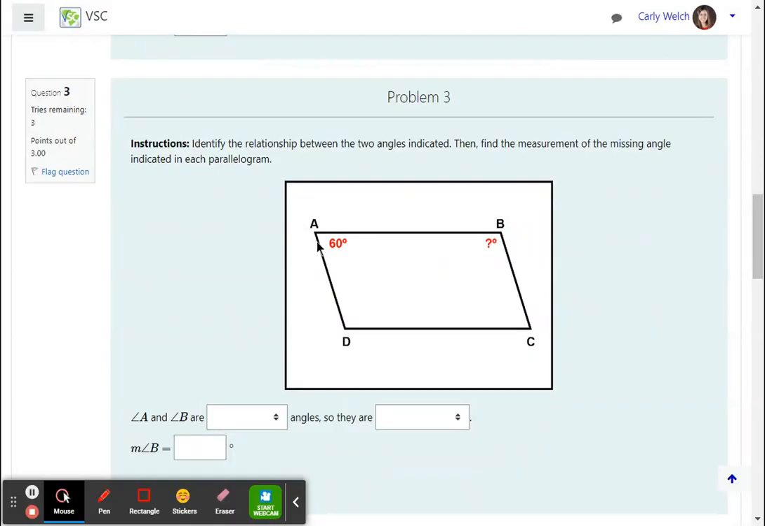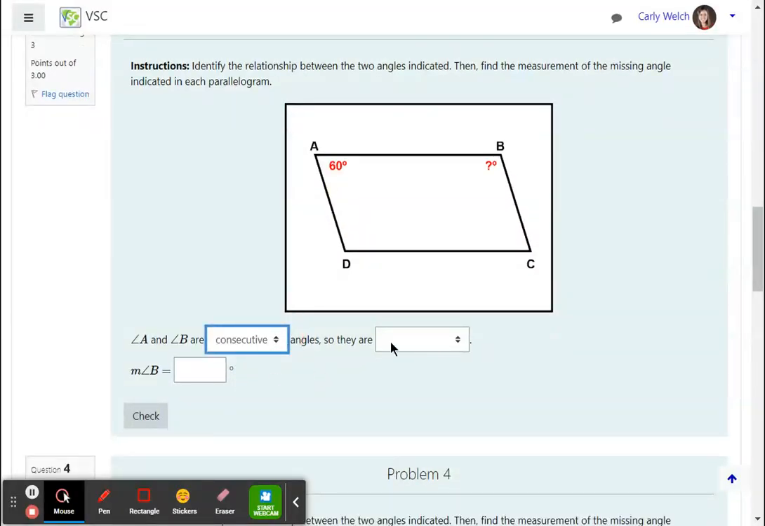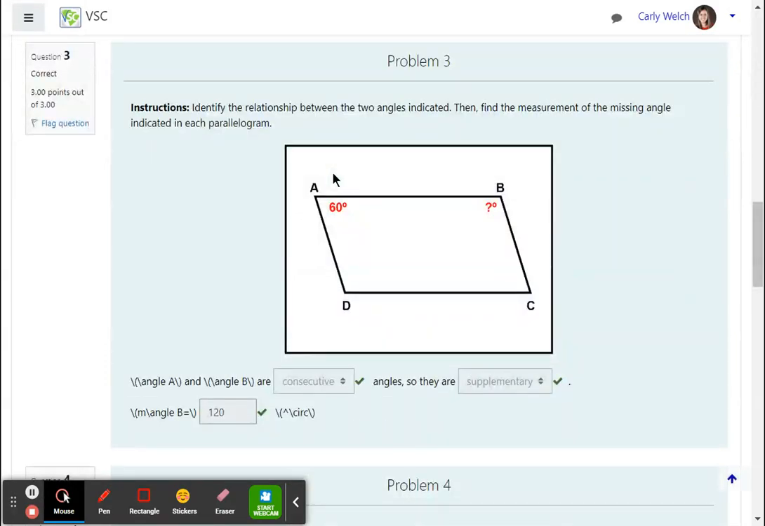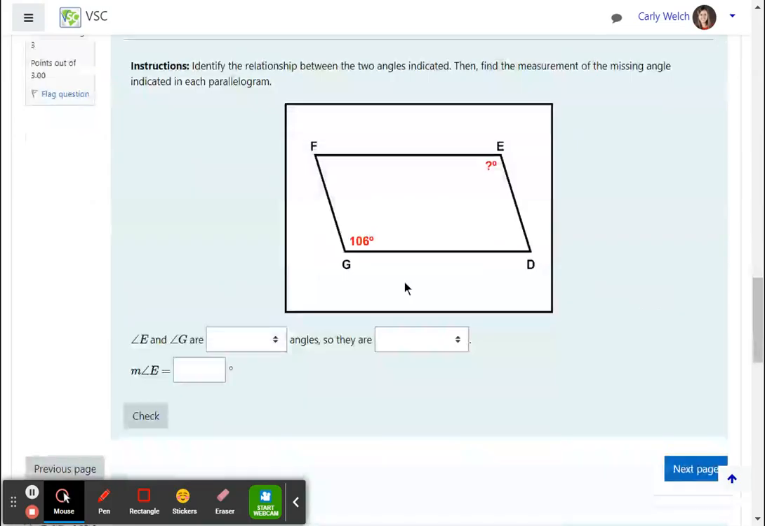This one, again, they're not opposites, so they're consecutive. So they're supplementary. 180 minus 60 is 120. And that should be the measure of angle B. Here we have opposite angles. So they are congruent, and measure of angle E will also be 106.